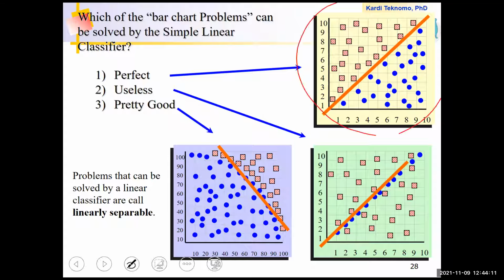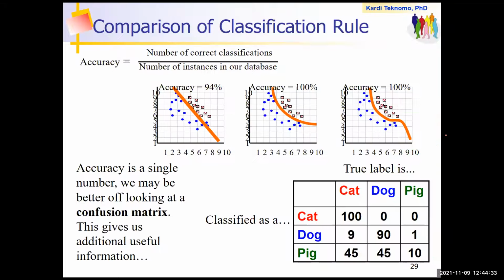So this is perfectly linearly separable, right? But this one is not really linearly separable because this is kind of quadratic, and this is actually useless. If you have this kind of data, then you cannot use a simple linear classifier. Okay, so then you use other methods.